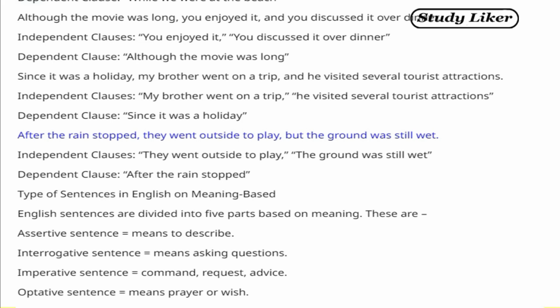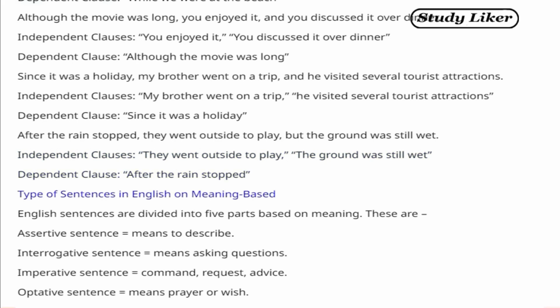After the rain stopped, they went outside to play, but the ground was still wet. Independent clauses: they went outside to play; the ground was still wet. Dependent clause: after the rain stopped.